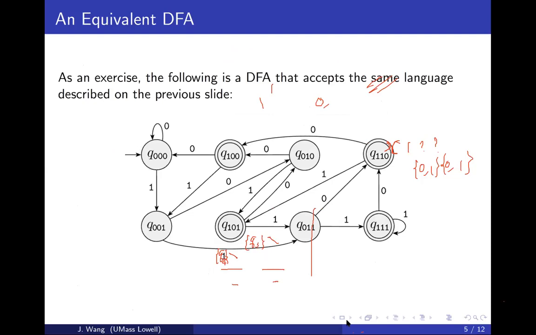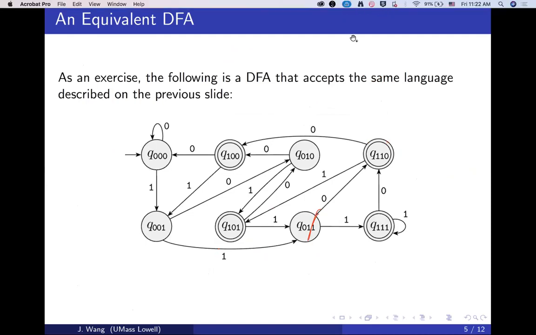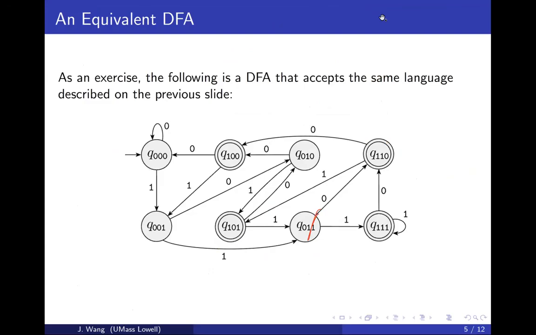Now let's move on. Let me erase this. Zoom sometimes doesn't work very well. Let's look at another example. Here we want to look at a DFA that accepts the same language described on the previous slide, which means the third symbol from the right is one.